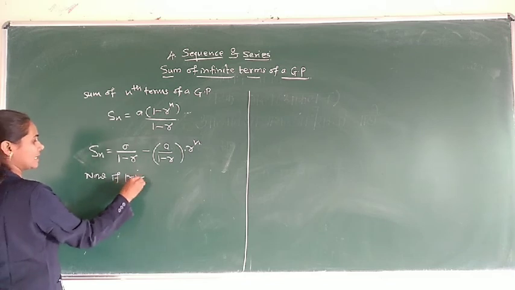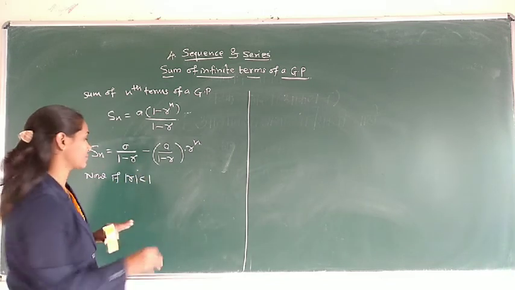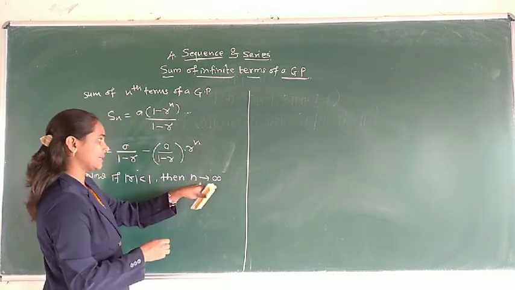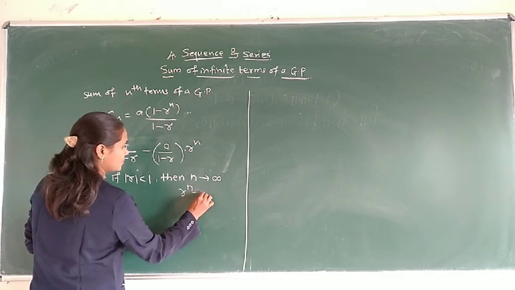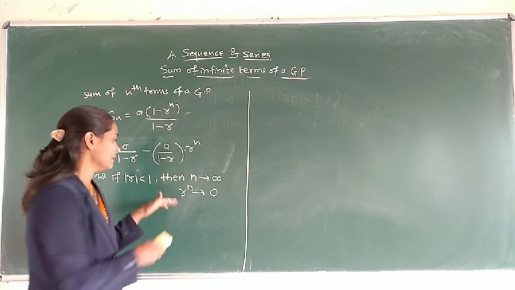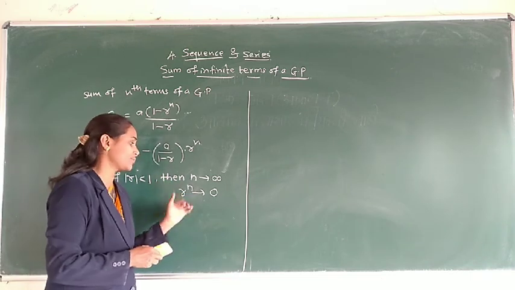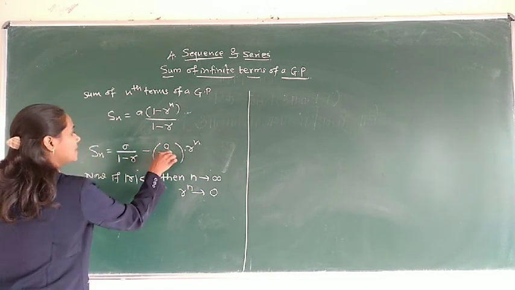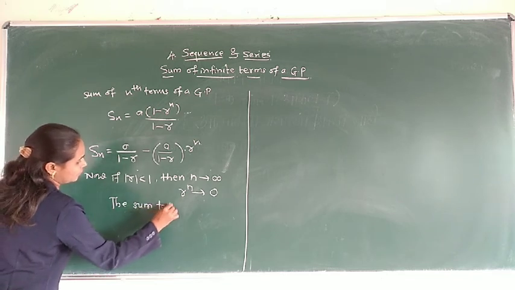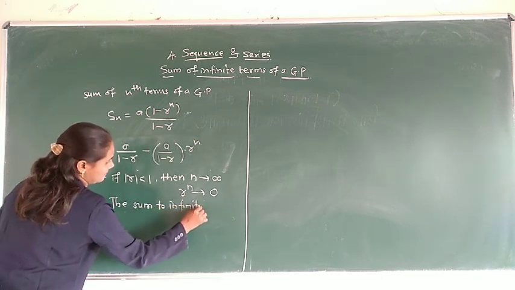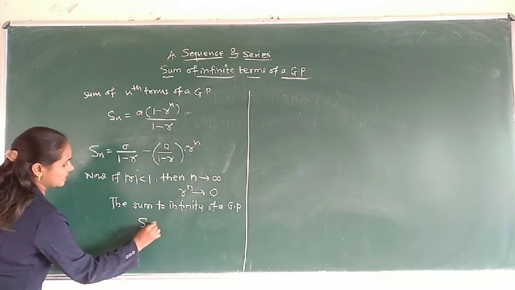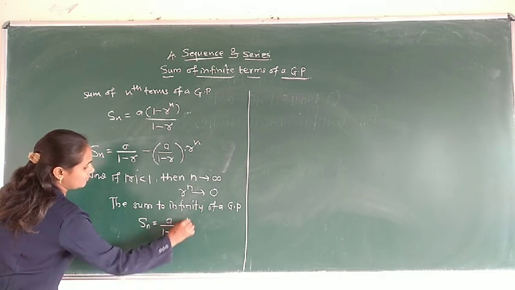if modulus r is less than 1, that is, if the value of mod r is less than 1, then n tends to infinity, and as n tends to infinity, r raised to n approaches 0. That means this value becomes 0. Therefore, the sum to infinity of a GP is a upon 1 minus r.